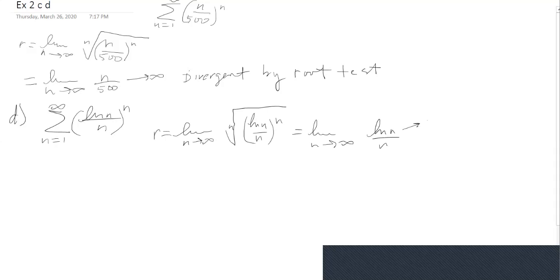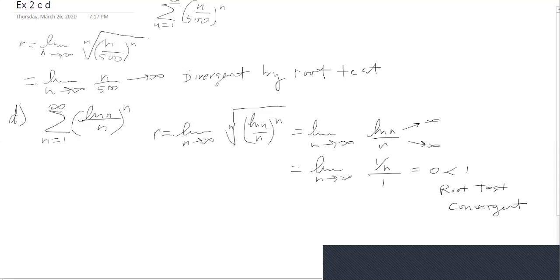Okay, now this goes to infinity, but you can use L'Hopital's rule. You have 1 over n over 1, and then that ends up being 0, which is less than 1, so by the root test, convergent. Okay. Now, let's take a look at this. Let's do E also.